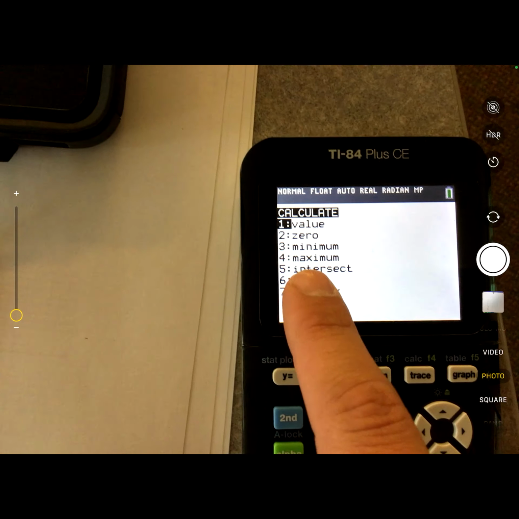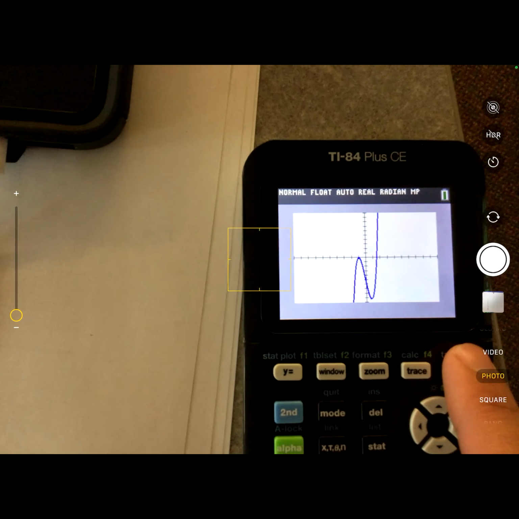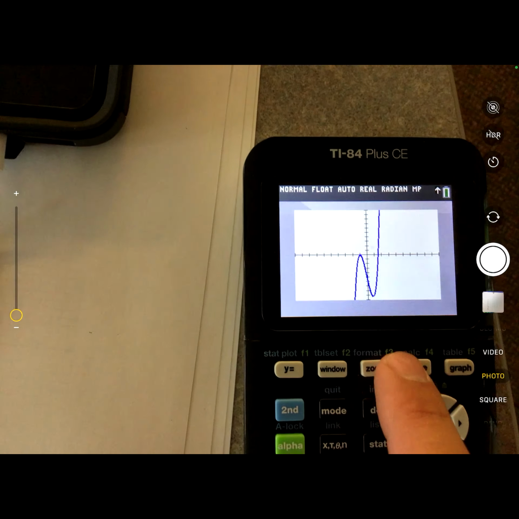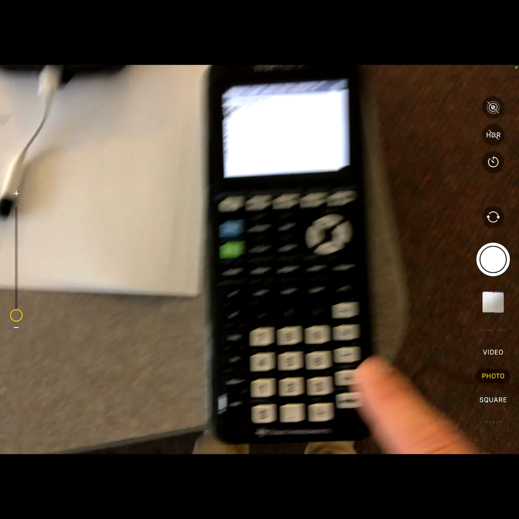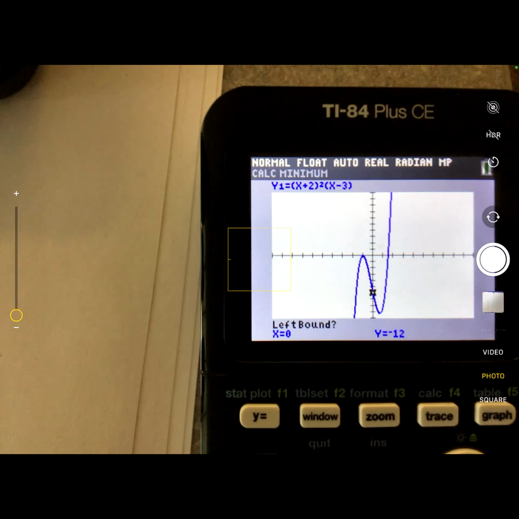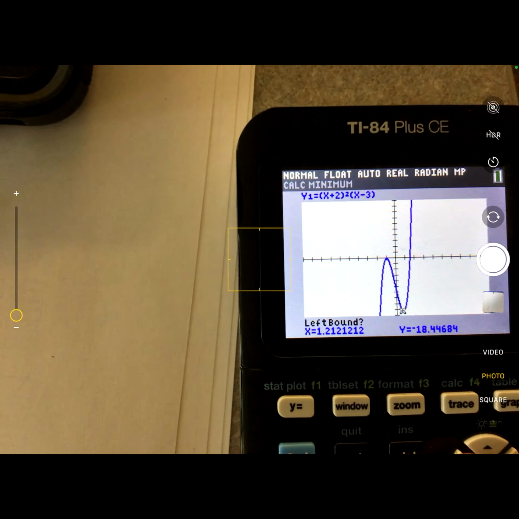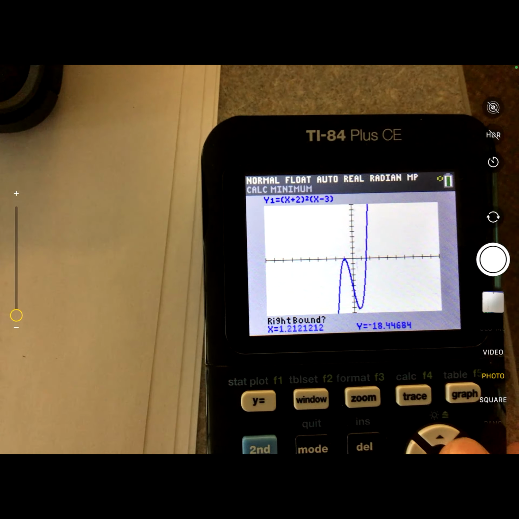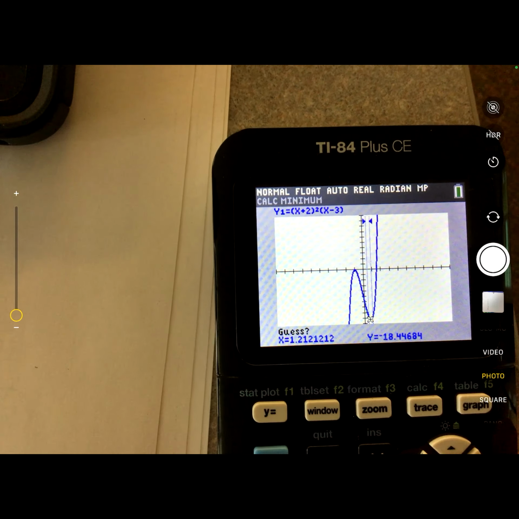We also have used intersect, but now we have this min and max. Now we need to find a local minimum here. So we're going to hit second calc, and we need number 3 because we want a minimum. Here's number 3. There we go. Now, our spider comes back on our screen, and we are doing left bound, right bound, guess again. So we're trying to find this point right here, so we need to go just left of this point, hit enter, then go just right of this point, hit enter, and then give our best guess, and hit enter.